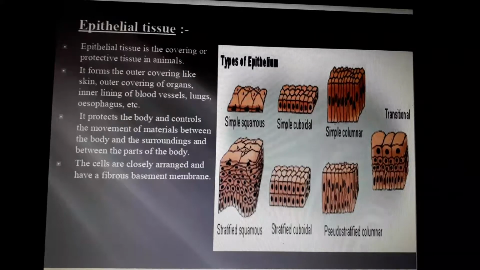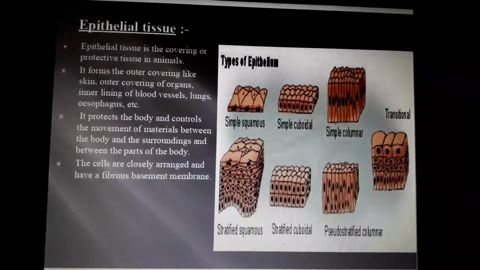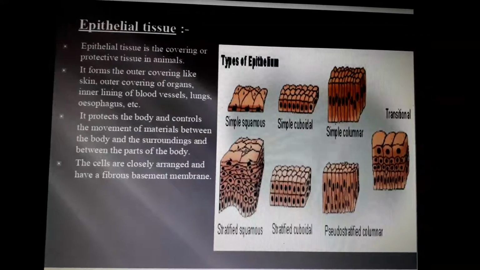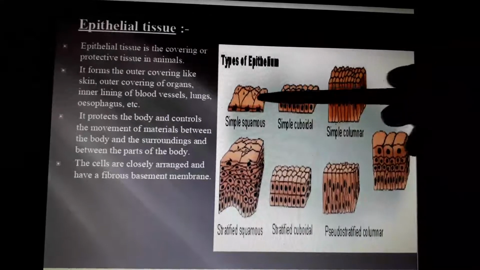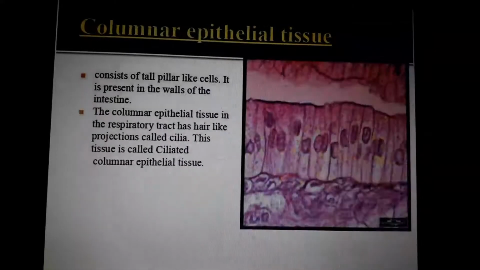Some other places, like our knee, because in stratified squamous the number of layers is very, very high. That much application level you don't need to study, but for your understanding, I just told you. Okay, simple squamous is present in blood vessels, mouth, lungs, esophagus, etc. And stratified squamous is present in all the other parts of our skin.